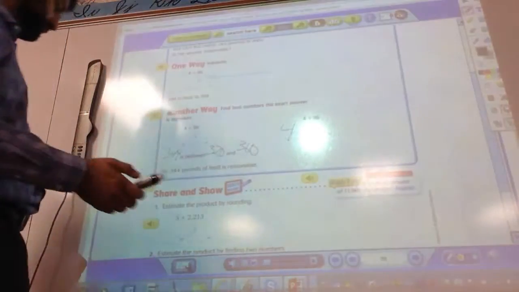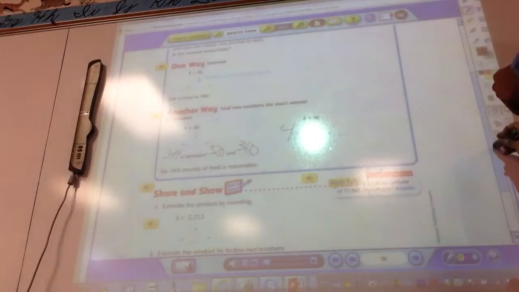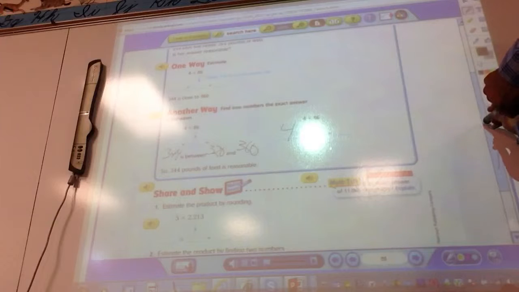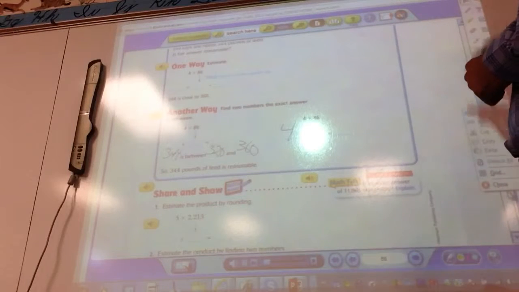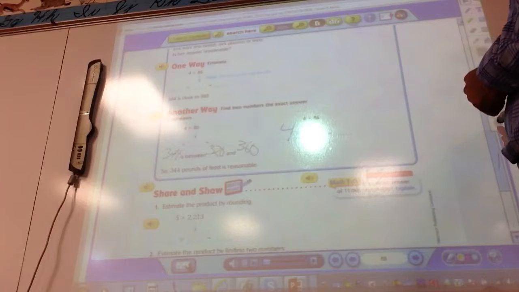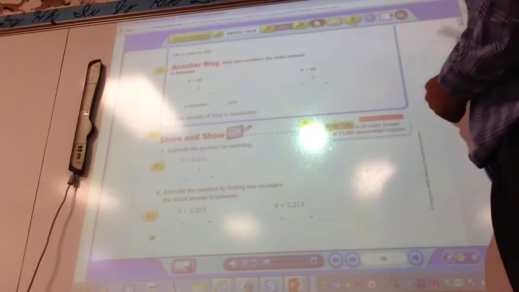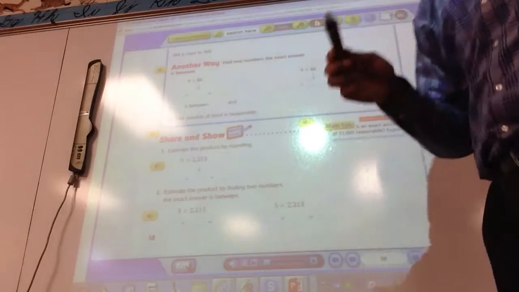Now we're going to do share and show on the bottom. I'm going to bring it up as much as I can here real quick, if it will let me. Come on now. There we go. Okay, share and show. I almost say it like I'm saying share and show, but no, it's share and show.